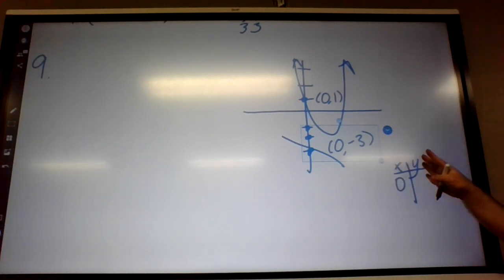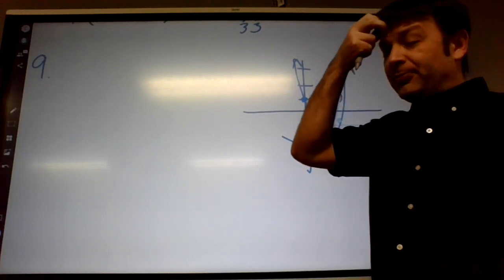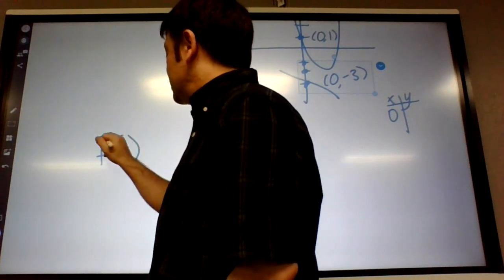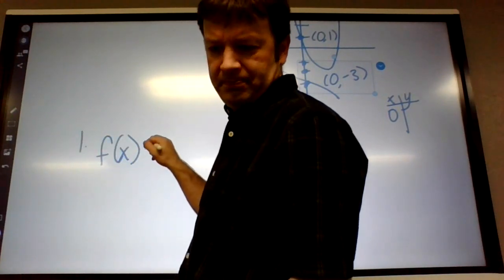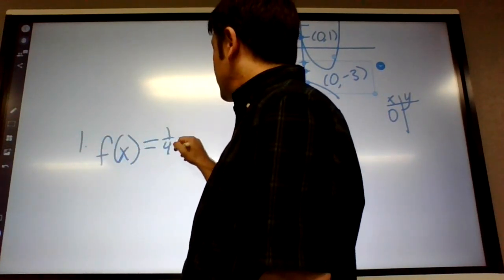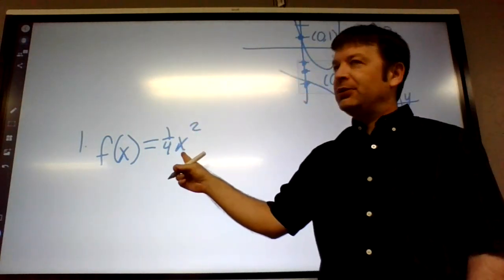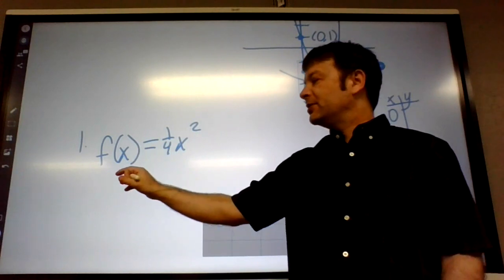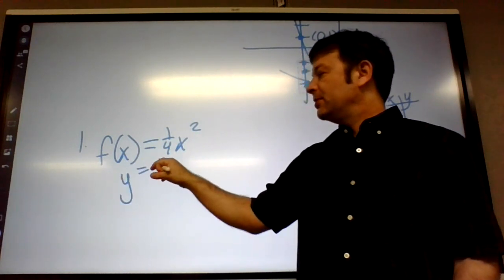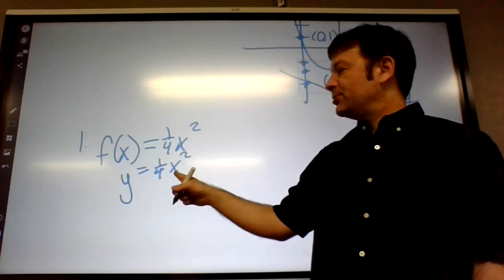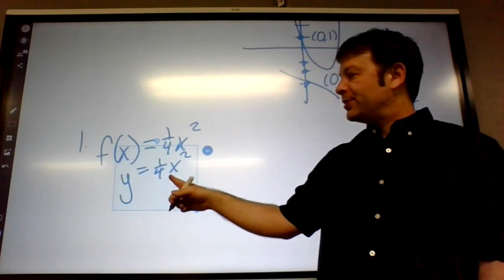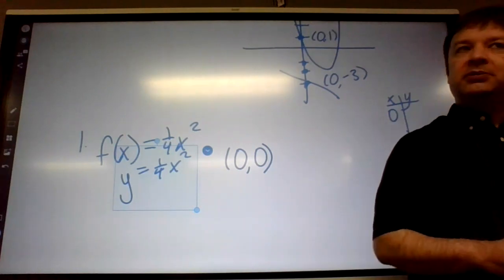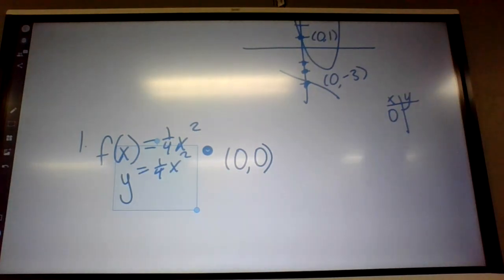We're not going to make a table, but on number 1, it says 1/4 x squared. So if I put a 0 in for x, what's going to come out for y? 0 squared is 0, times 1/4 is 0. So when x is 0, y is 0. So the y-intercept would be (0, 0), the origin.